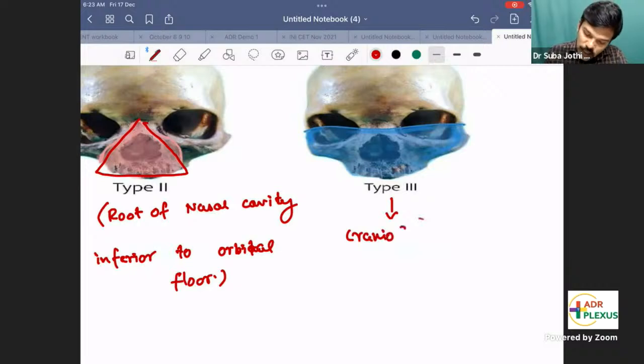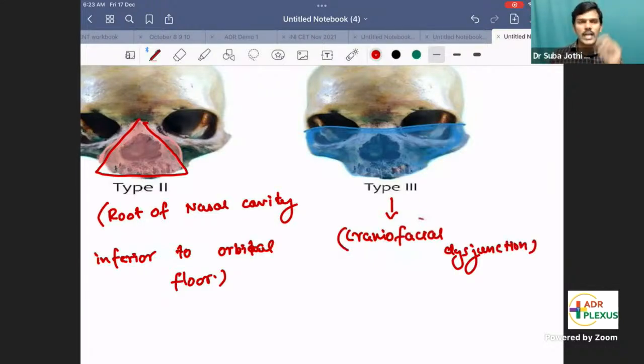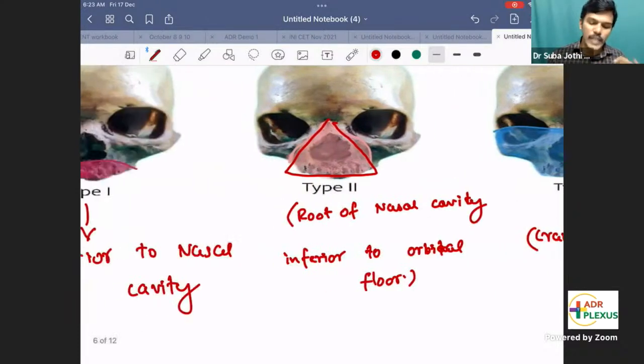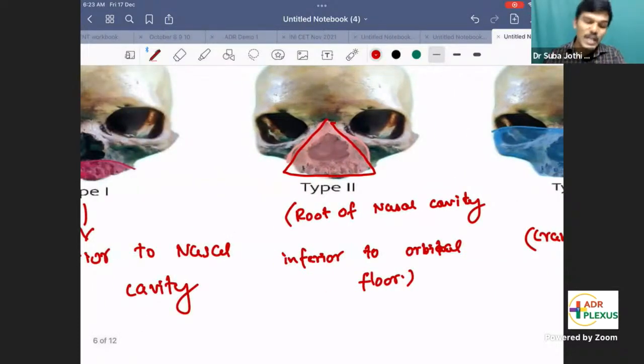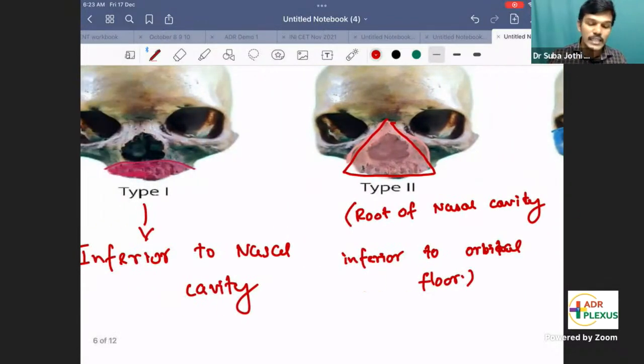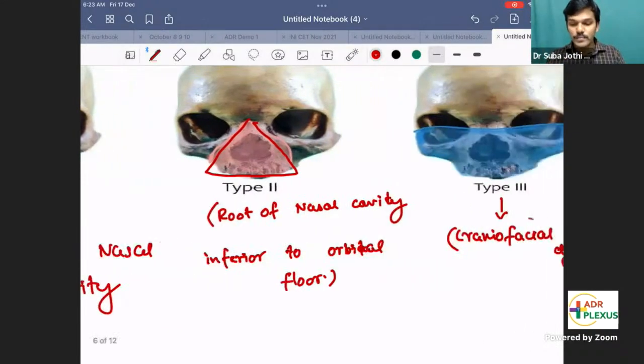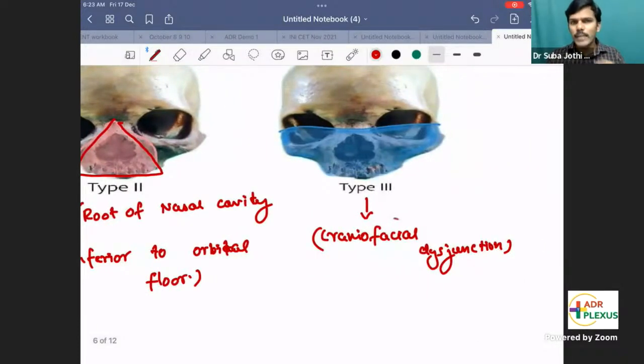So this is craniofacial disjunction. So type 3 Leforte fracture is craniofacial disjunction. Type 1 is a mild severity. The fracture line runs below the nasal cavity. Type 2 is above the nasal cavity, that is root of the nose, inferior to the orbital floor. Type 3 is complete separation of the skull base bones. It can involve all the bones.